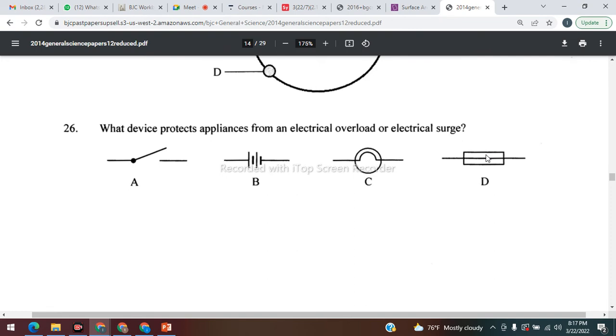So what is A? Switch. Yeah, it's basically a switch. This is a battery. C. Circuit is C. No, bulb. I'm not sure. I think it's a bulb. I don't know. But I know this is a fuse, battery, and a switch.